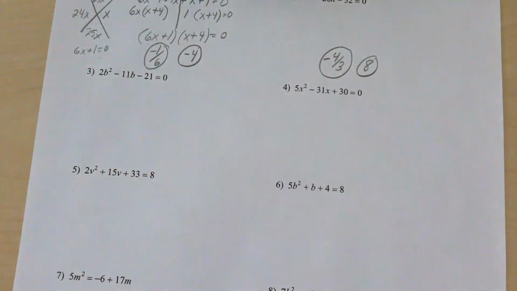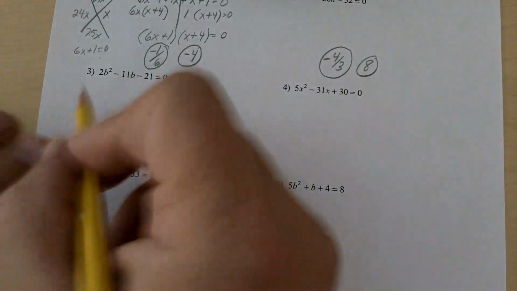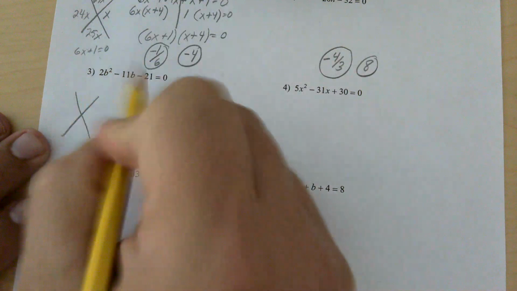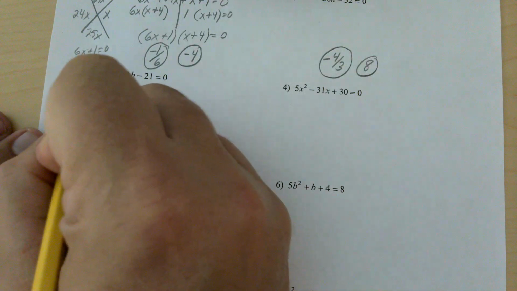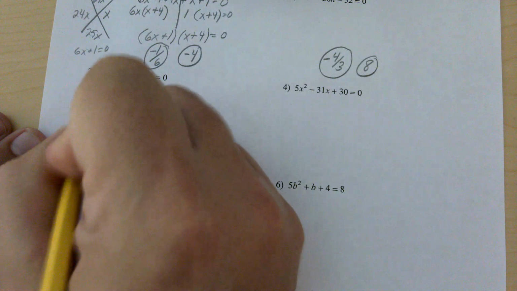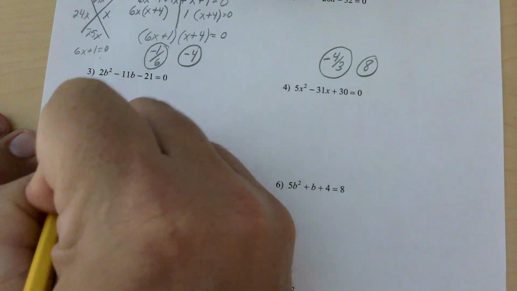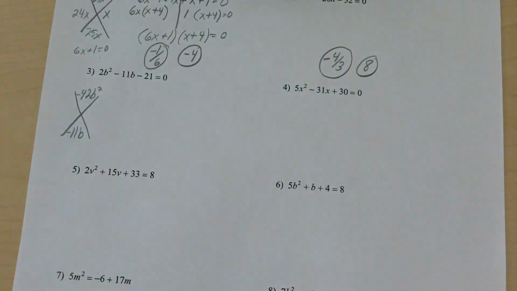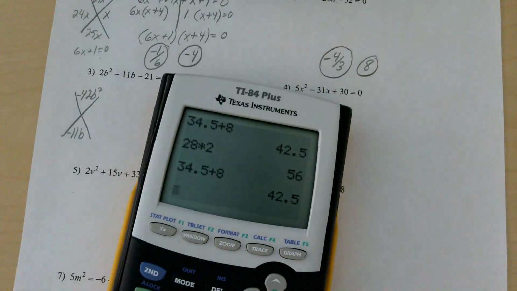For number 3, it's already in standard form, so I'm ready to take AC. In this case, it's going to be a negative 42b squared, and we're not going to give up until we find a combination. This is where, for some of you, you have to know your times tables. If you don't know your times tables, use a calculator. I can start dividing. I know 42 and 1, but I'm not going to be able to get a negative 11 out of that.